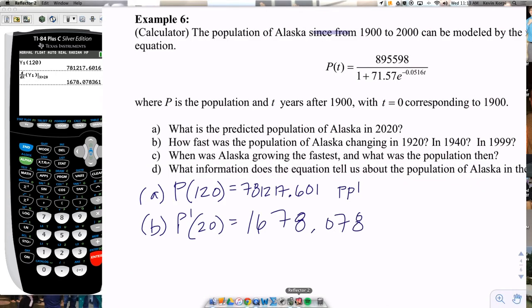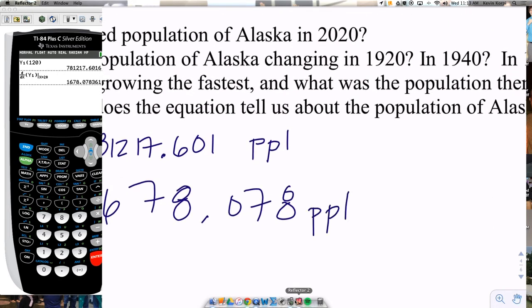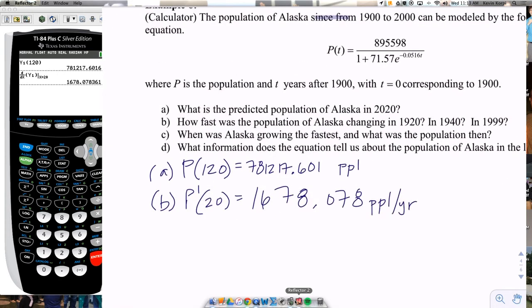What would be the units on this number? People per year. Yep. So in 1920, the population of Alaska was increasing by approximately 1,678.078 people per year.